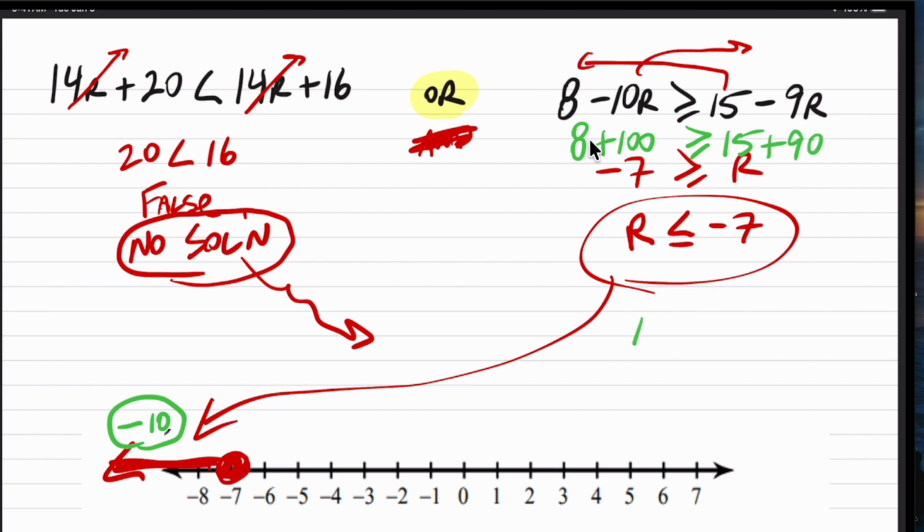8 plus 100 is 108, and 90 plus 15 is 105. So all we need is for one of these to be true, and that indeed is the case. We don't need both to be true because it's an or problem. So this is the correct solution set.